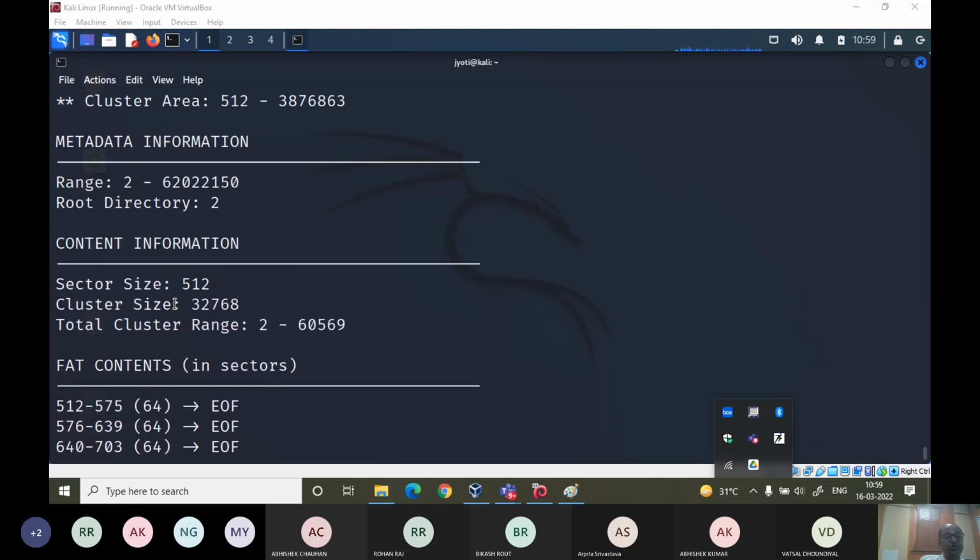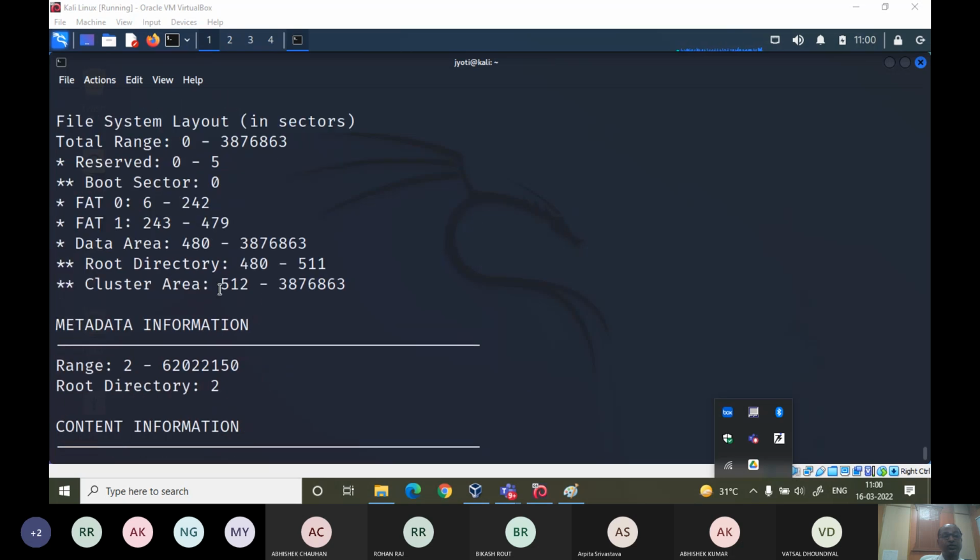तो टोटल क्लस्टर्स कितने हैं? टोटल सॉरी सेक्टर्स into this is the total data area. So ये डेटा एरिया है इतने सारे. So इतना एरिया है डेटा एरिया.